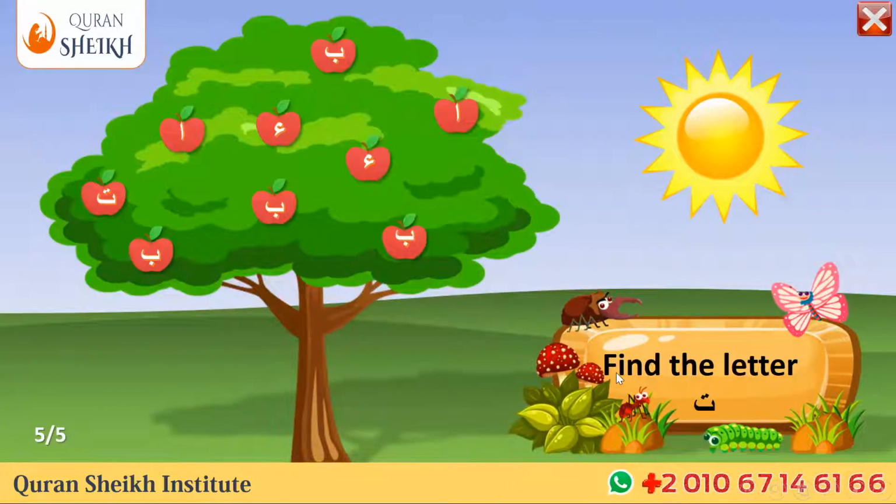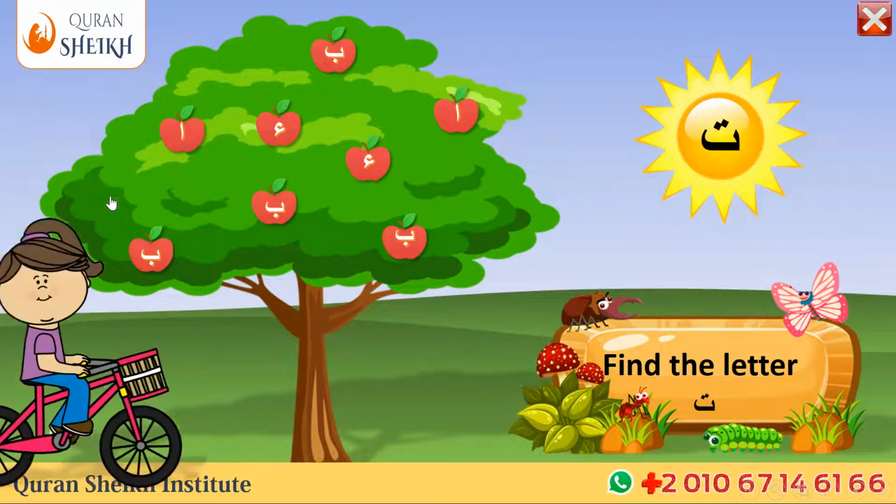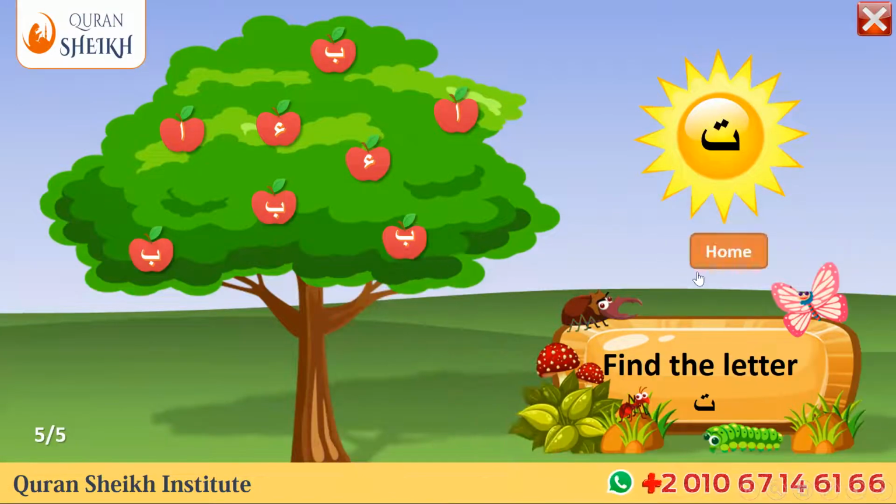Okay. Last one. Find the letter. Two dots in the top. Top. Ta. Yes, great. Ta. Is that one? No. Yes, great. This one. This is Ta. أحسنت ما شاء الله. Ta. Repeat after me. Ta. Great.